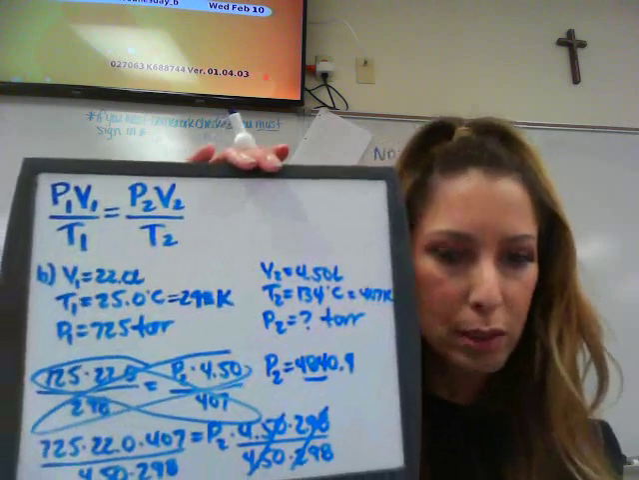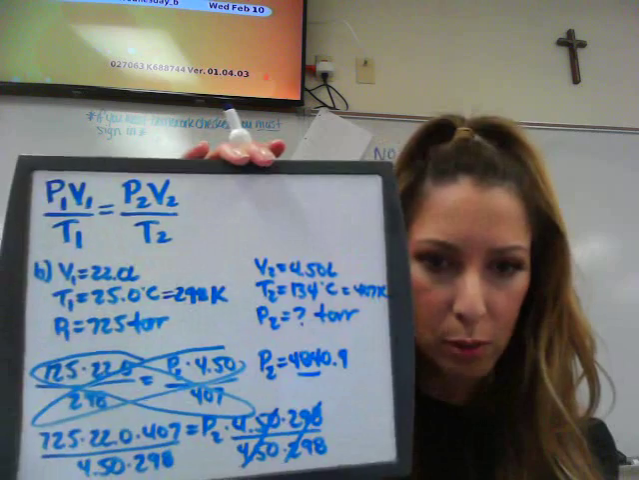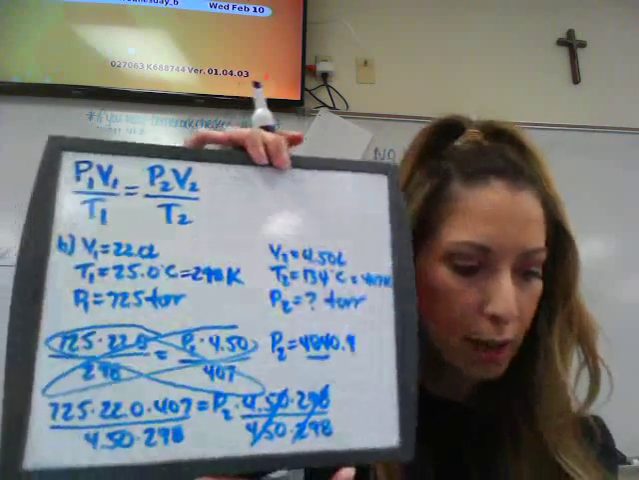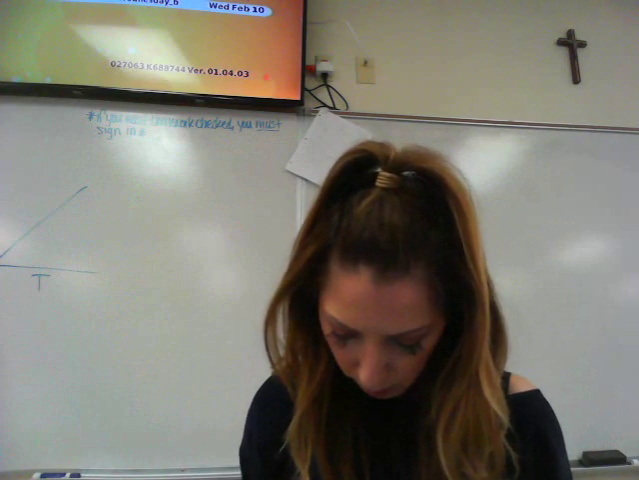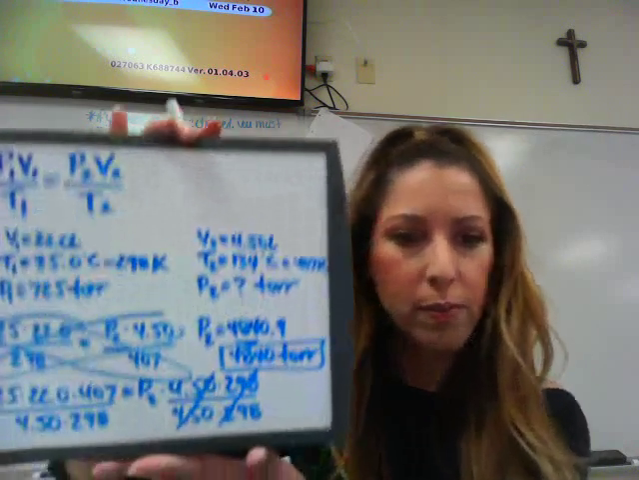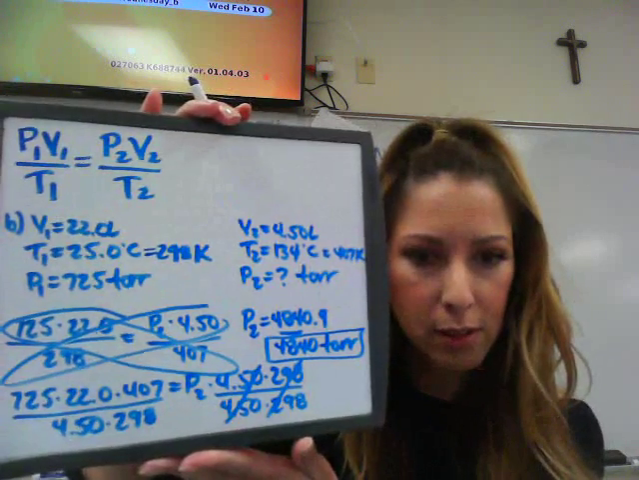I'm going to underline the 4840. I want 3 sig figs because those are the fewest sig figs I had in any of the numbers in the original problem. So after the 4 is a 0, so I don't have to round up. So it's 4840 torr for your final answer. And that's it.